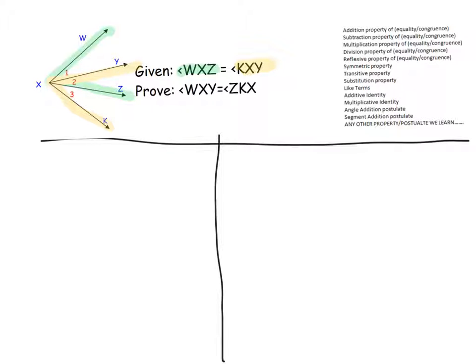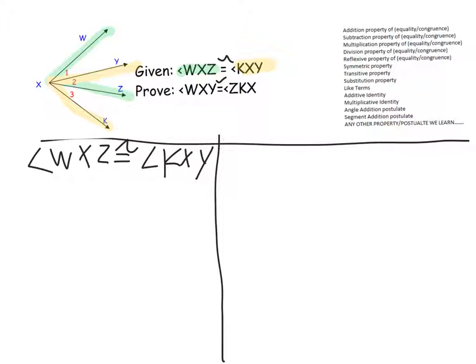We're saying those two are the exact same size. That's our given information. So what we're going to do is put that as the very first thing. Changing my color. Angle WXZ is congruent to KXY. All right, that's our first step.